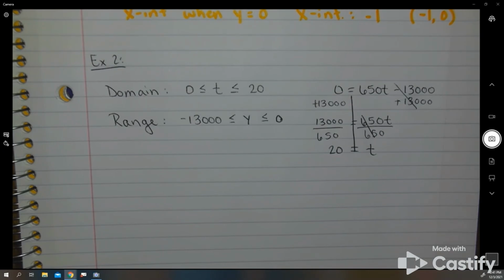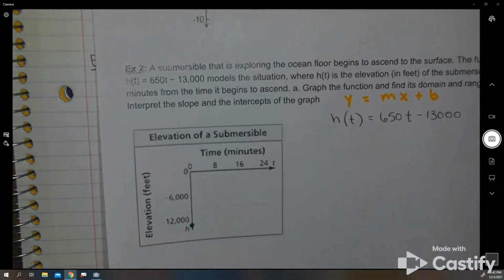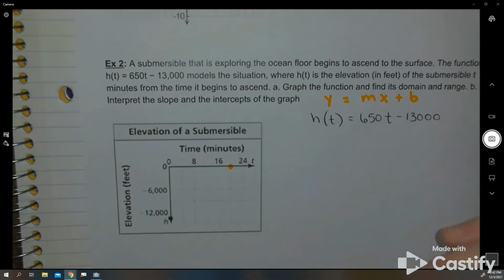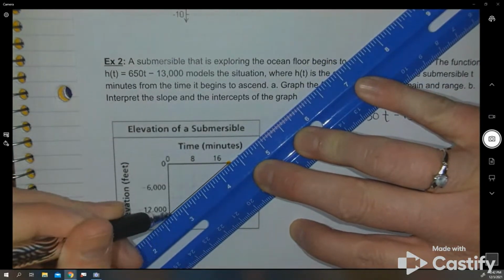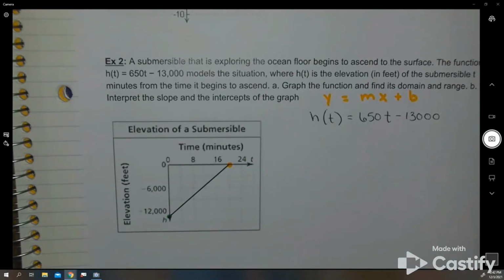All right, so what we have found, we have to graph that. After 20 minutes, we were at 0 feet. So 20 minutes, 0 feet. There we are. We can graph our line. I'm not going to go past those because, again, once I get to the surface, then I'm done. And I started at negative 13,000. I didn't go lower than that. So I'm going to just stay between those two dots.